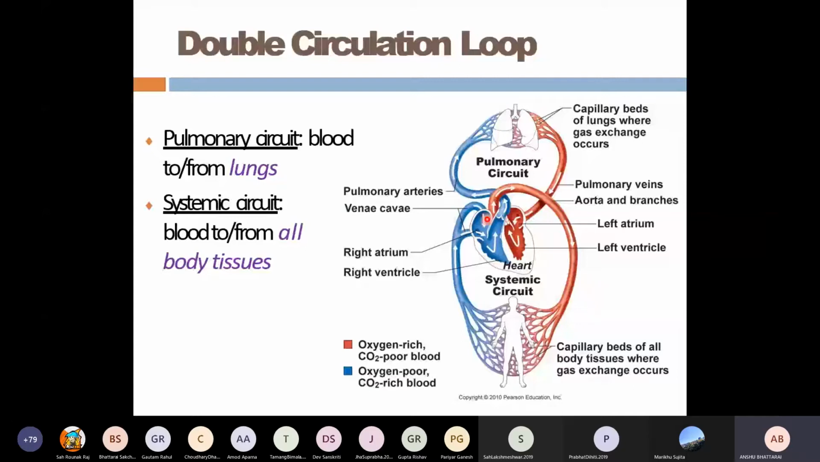Okay, so pulmonary circuit is blood to and from the lungs, meaning from the right heart to the lungs and back to the left heart, whereas systemic circuit or systemic circulation means oxygenated blood from the left heart to the different body tissues, and deoxygenated blood back to the right heart. Okay, so this is all about the different types of circulation.